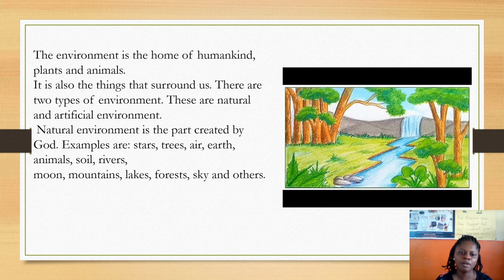The natural environment is made up of things created by God. Examples of such things include plants, air, stars, animals, soil, water bodies, mountains, and so on. All these come together to make the natural environment.